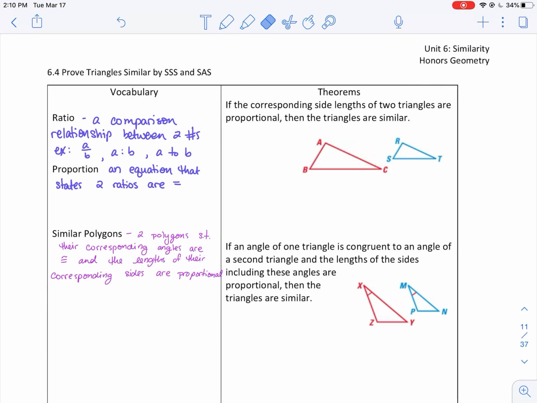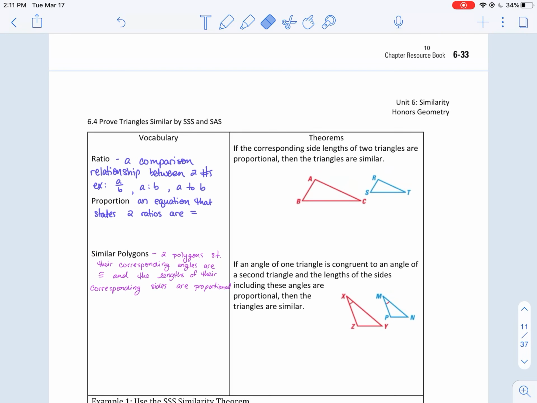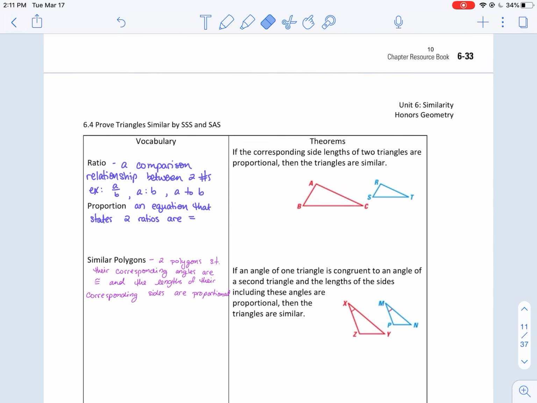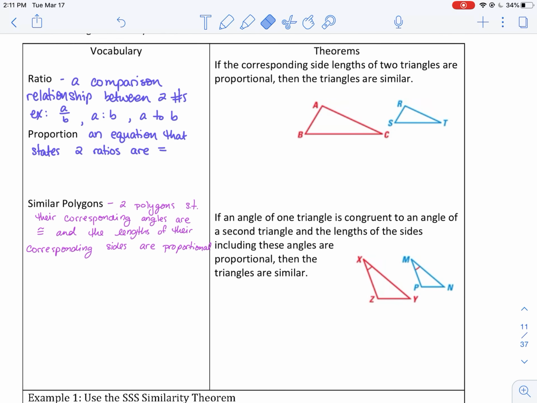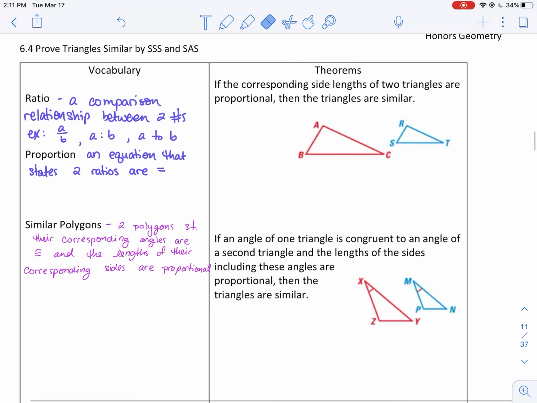Today we're going to be talking about section 6.4, proving triangles similar by side, side, side, and side, angle, side. And we're on page 11 in your notes packet. So if you need to pause the video and open your notes packet to page 11 so that you're ready to take notes, please do so now.